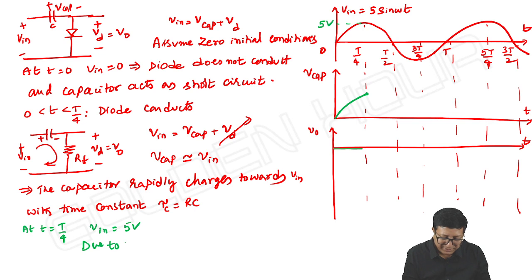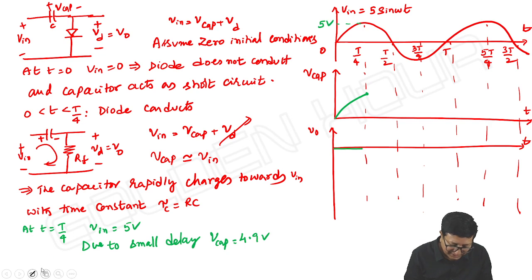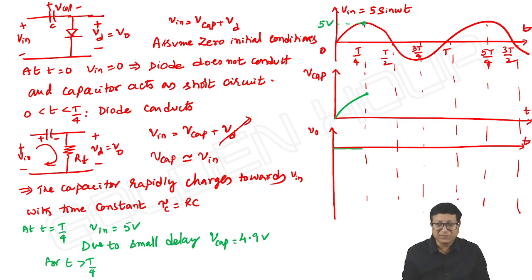Always it is possible. Due to the small delay, V capacitor is not exactly equal to 5. It is some 4.9 or 4.95 volts, like that, slightly less than the input voltage. Okay. Then for t greater than T by 4, after T by 4, what happens is the input tries to fall below its peak amplitude.